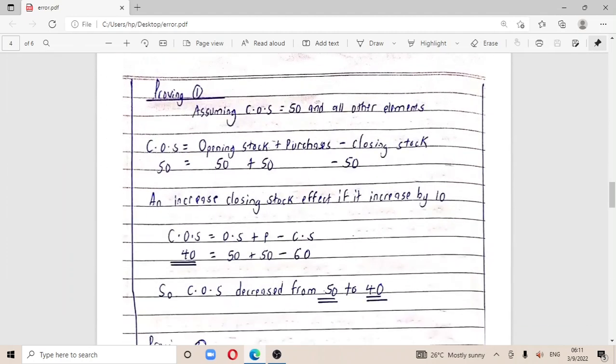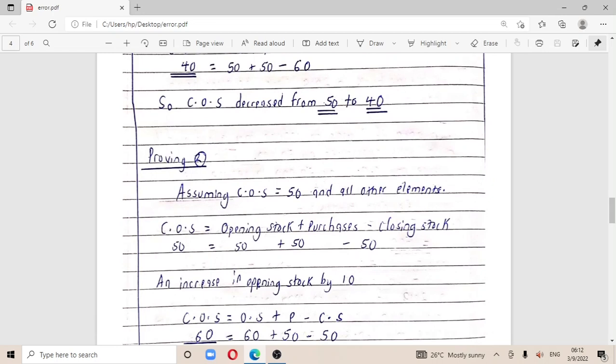So let's prove that. Let's assume this is the closing stock. I'm going to increase it by 10. So 50 plus 50, 100. 100 minus 60, you're going to get 40. So you can see that the cost of sales decreased from 50 to 40. So I've proved that. Still the same applies to 50 throughout.